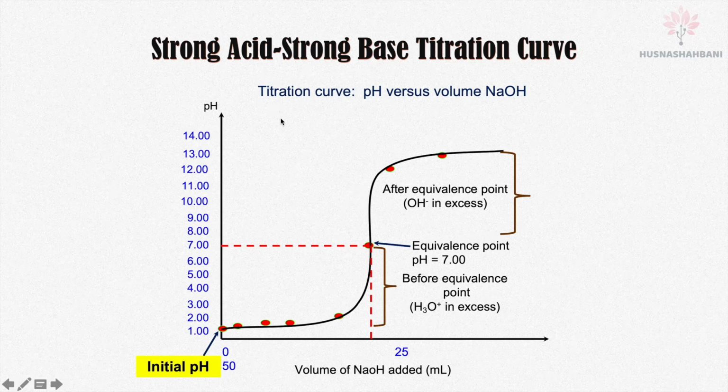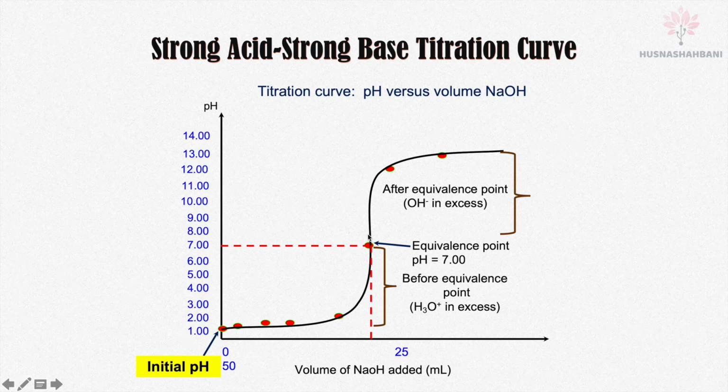For example, here is the titration curve of pH versus volume of sodium hydroxide. Our strong base is sodium hydroxide. Initial pH: because it's a strong acid, we start with pH equal to 1. No sodium hydroxide added yet, so at 0 mL of NaOH, the pH is equal to 1. Then the pH keeps increasing because we keep increasing the volume of NaOH, until the equivalence point or end point. The equivalence point is pH equal to 7.